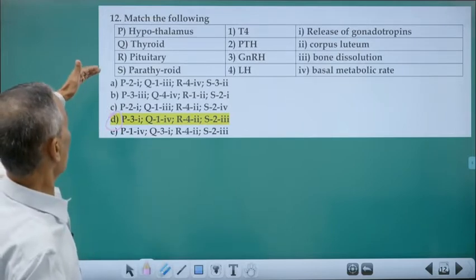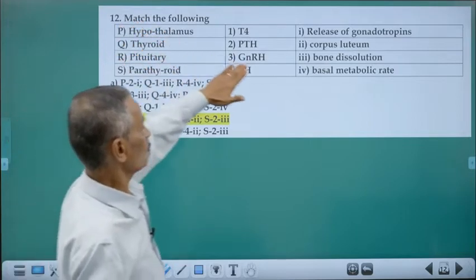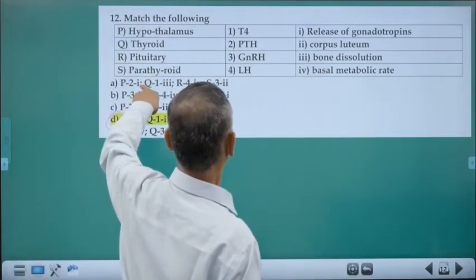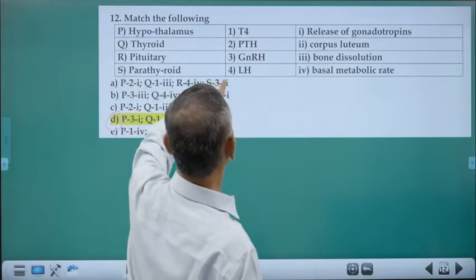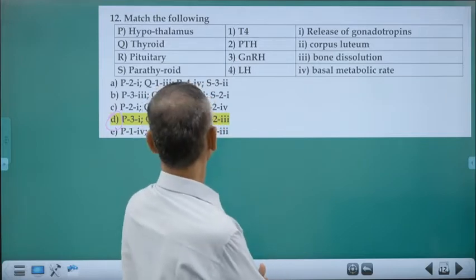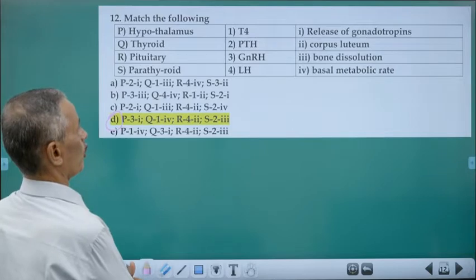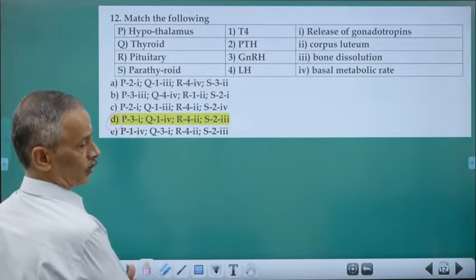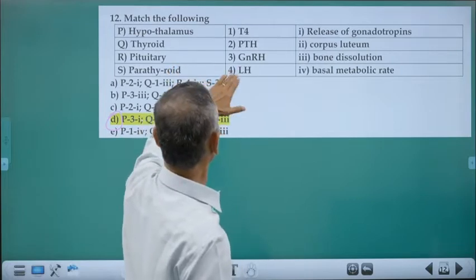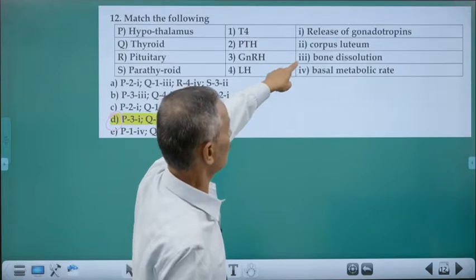Then thyroid. The thyroid produces thyroxine, T3 and T4, which are responsible for the control of the basal metabolic rate. Pituitary. The pituitary produces LH. What about PTH? PTH is parathyroid hormone. So the pituitary produces LH. What is the function of LH? Formation of the corpus luteum.